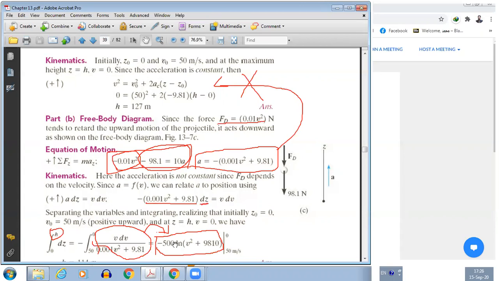Remember, we could not use the previous equations because those equations are for constant acceleration. But this time our acceleration is not constant, it is a function of velocity. So we cannot use equations 7, 8, 9. We have to move back to the first six equations. Since we need distance and we have acceleration as a function of velocity, our best choice is this one, a ds equals v dv.